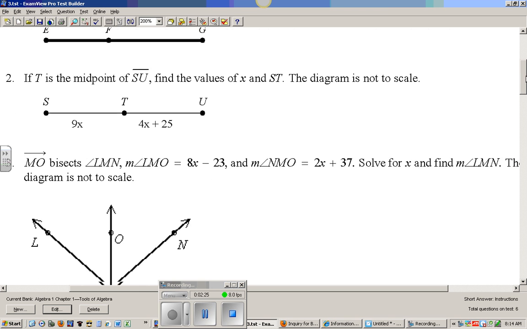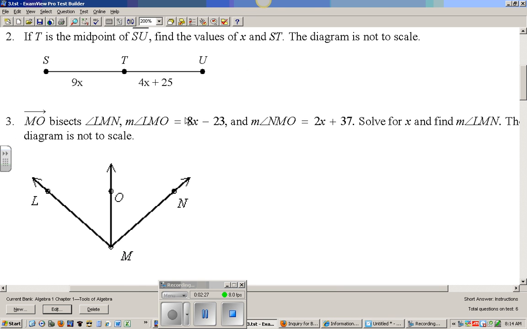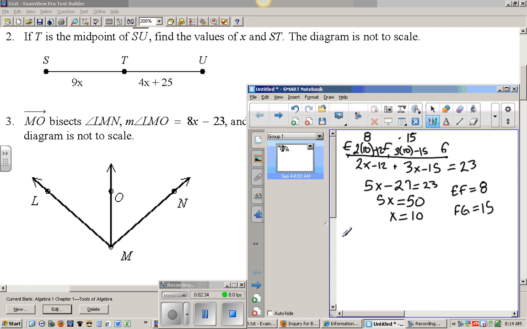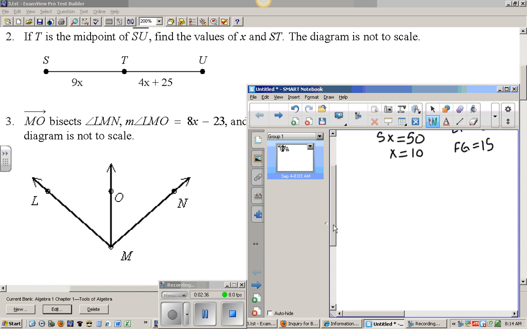And number 2, it says if T is the midpoint of SU, find the values of X and ST. The diagram is not to scale, of course. So number 2, we are looking for the value of ST. Here we have ST is 9x and TU is 4x plus 25. The main thing is the fact that T is the midpoint. So since T is the midpoint, we know that 9x is equal to 4x plus 25. For the simple fact of that word midpoint.